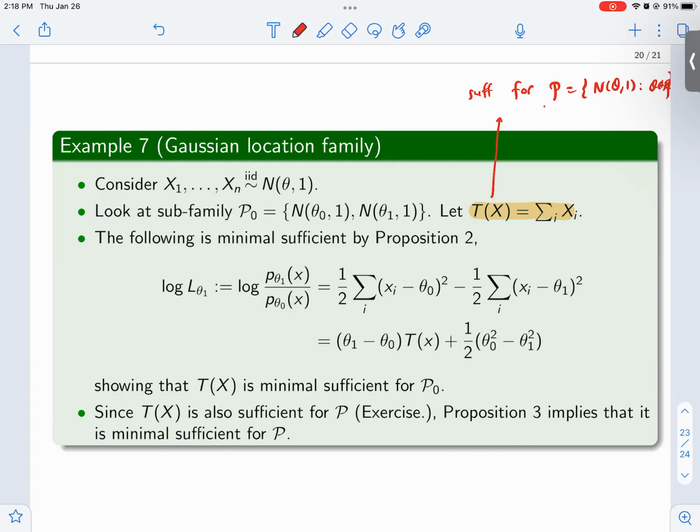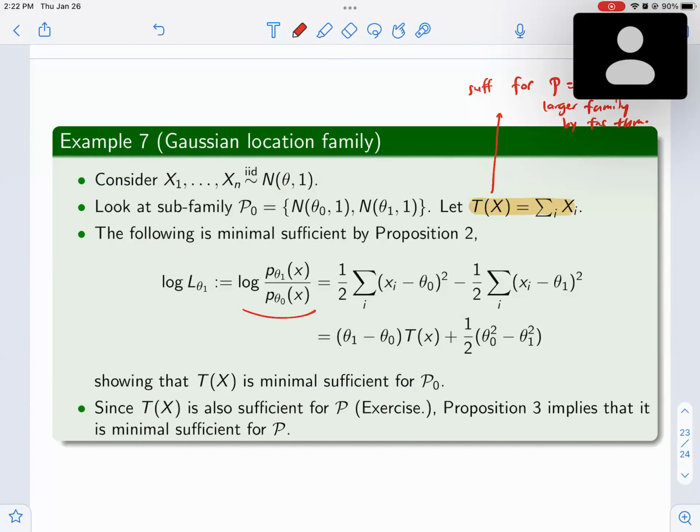And I can also take the log because log is, again, monotone, like bijective, as we discussed. So you form this likelihood ratio and then the log, and then you simplify, you end up with this expression. And then the claim here is that T of X is in bijection to this log likelihood ratio. And so it has to be minimal sufficient for this 2-point family. And because T is also sufficient for the larger family, it's going to be minimal sufficient for the larger family. Okay.